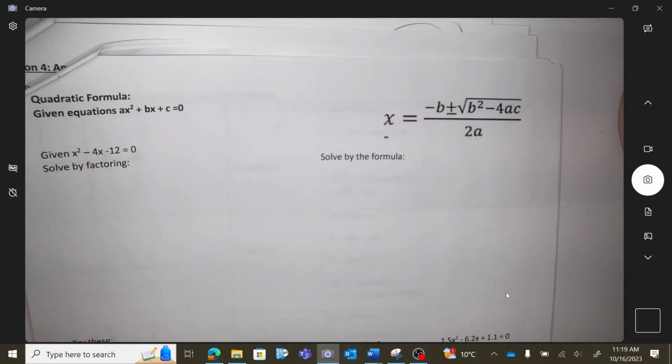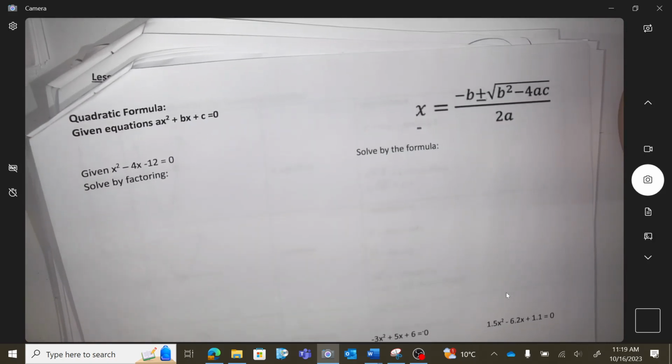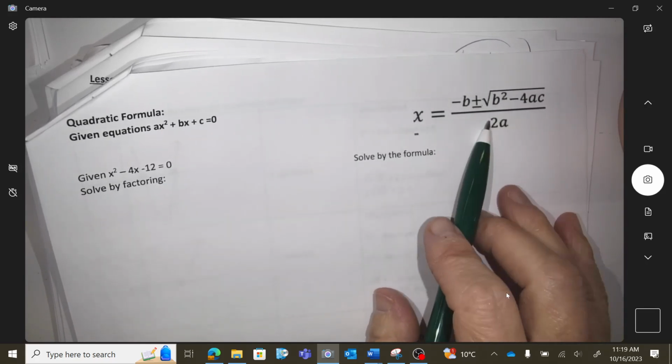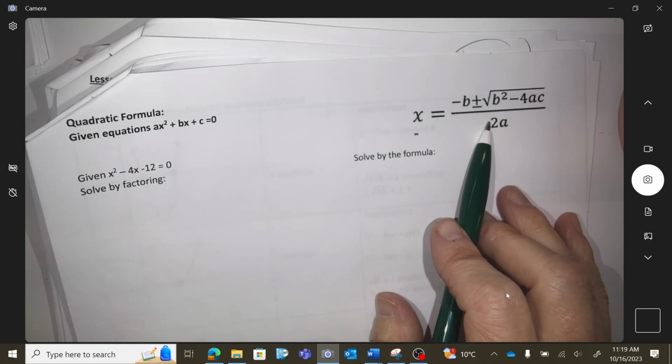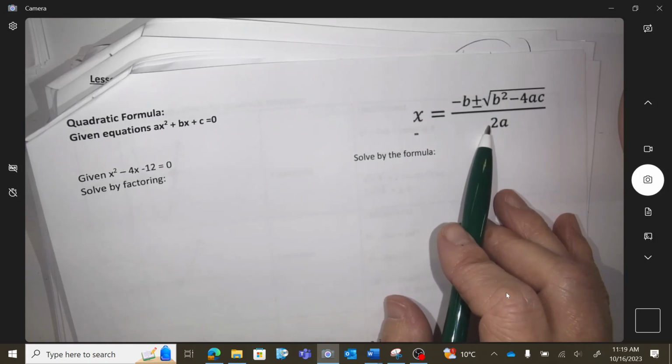Okay, so our next strategy is called the quadratic formula. The quadratic formula is a given formula to us here. And the quadratic formula is mostly used when we can't factor, but it actually always works no matter what. So if it is factorable, the formula also works as well. But if I can factor, I do, because it's a little bit faster.